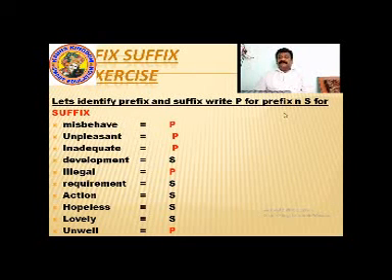Action. ACT, ION. ION is added at the end of the word, that is suffix. Hopeless. HOPE, LESS is used at the end, that is suffix. Love, LOVE, LY is used. It is a suffix. Unwell. The base word here is well. UN is added prior to the word, so it is a prefix.